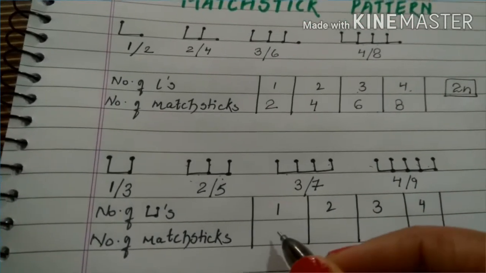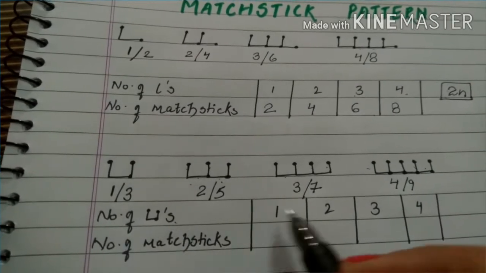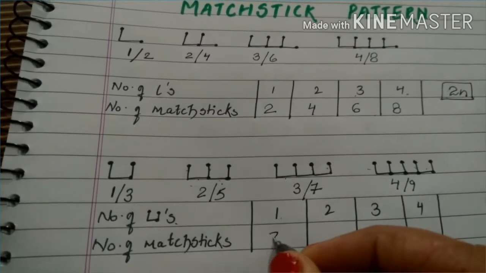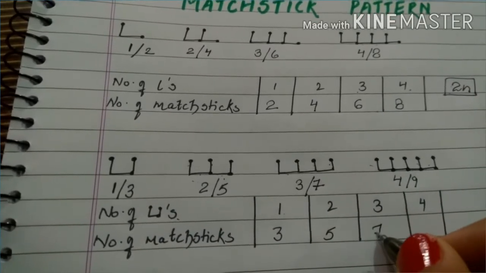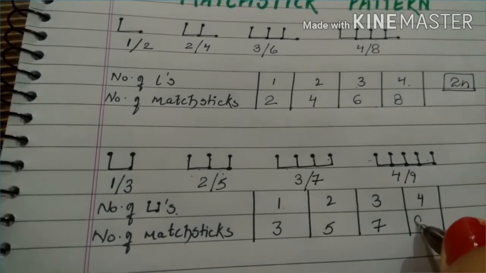So just write the same here. Number of U's: for 1 we have used 3 matchsticks, for 2 we have used 5, for 3 we have used 7, and for 4 we have used 9.